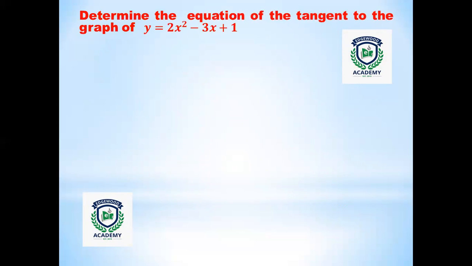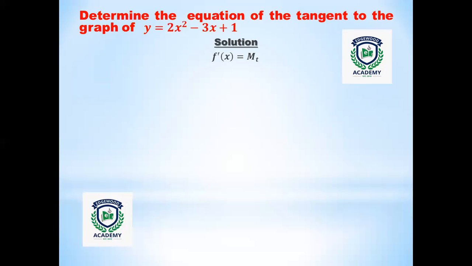Look at this example. Determine the equation of the tangent to the graph of y is equal to 2x squared minus 3x plus 1. This equation here is the equation of a curve. So this curve must meet the tangent at a point. Let's look at what we're going to do.